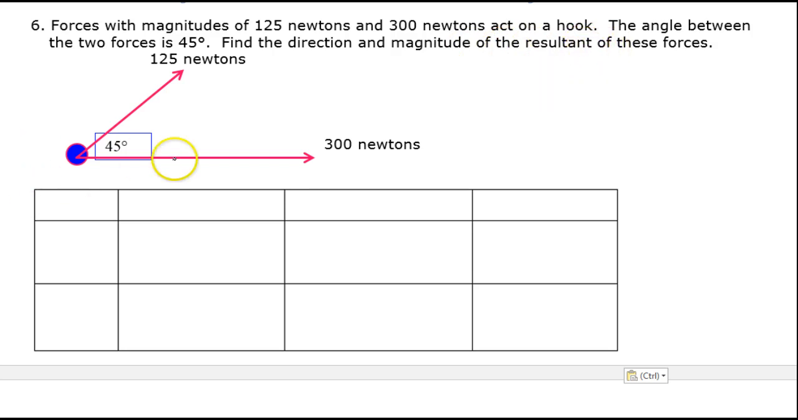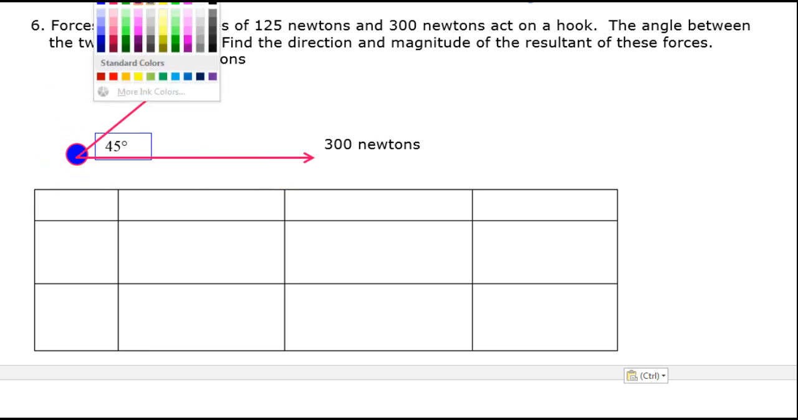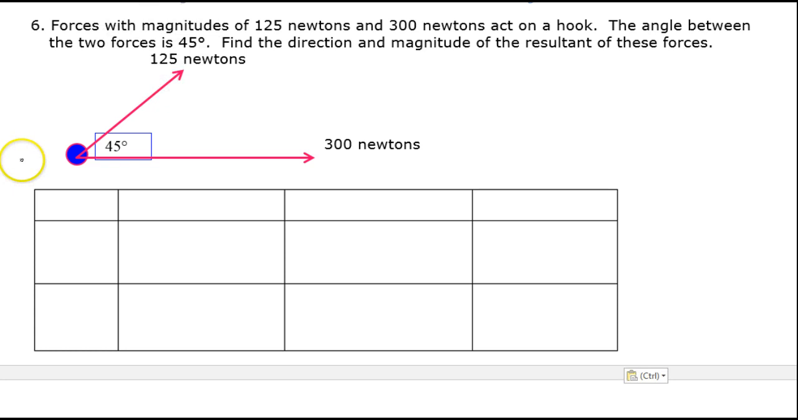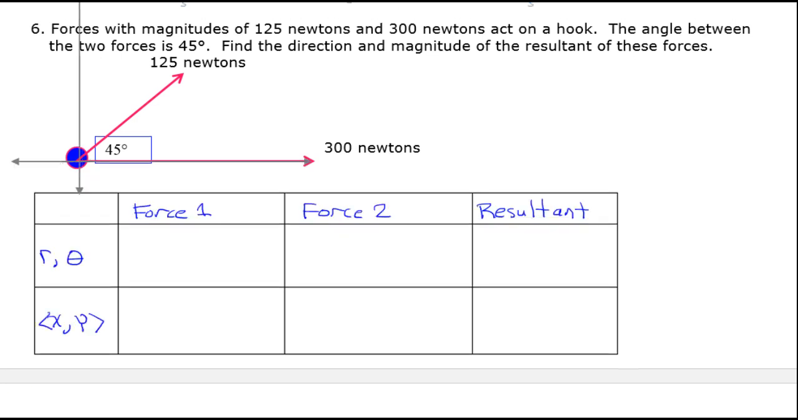Okay, and we might as well just use the directional set of axes that they gave us. In other words, as I look at this, I'm going to treat this as the x-axis, and I'm going to treat this as the y-axis. Okay, so we could organize our work like this onto the chart. So we have the two different forces. Let's record the magnitude and direction for each force.